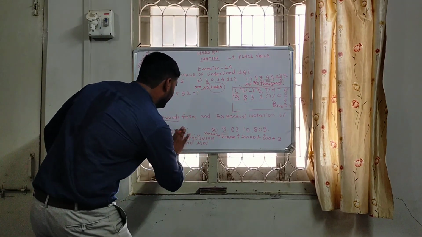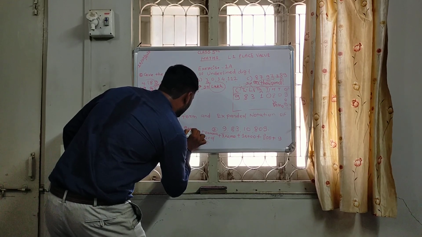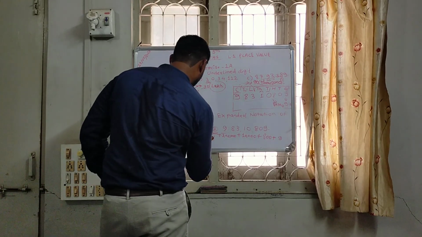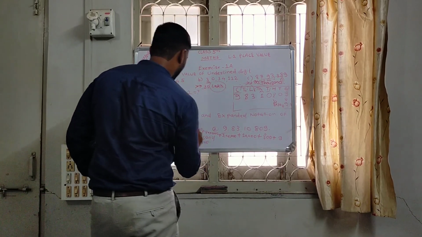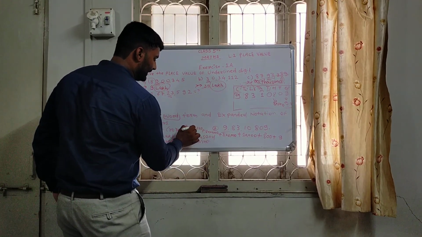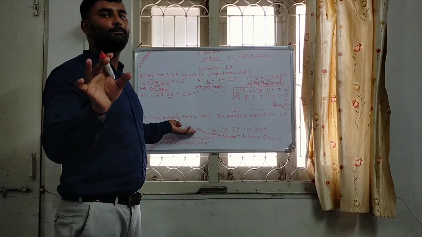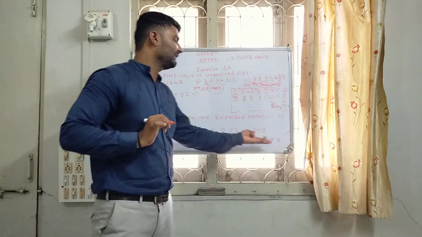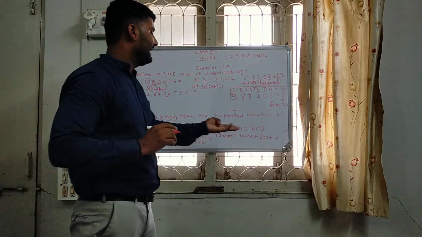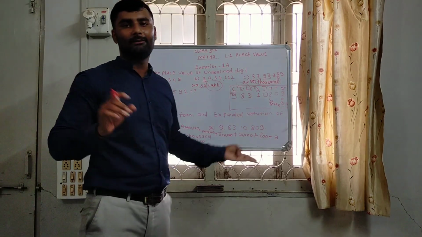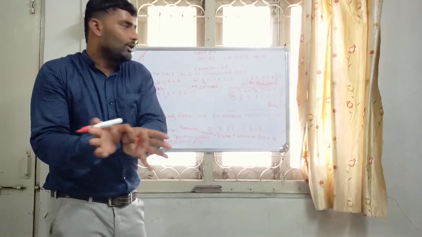So I am writing here 1, 2, 3, 4, 5, 6, 7, and ones, tens, hundred, thousand, 10,000, lakh, 10 lakh, crore. So this is our expanded notation, and the method of the expanded notation is given here. You just write the numbers by multiplying their place values, and you will get the answers accordingly.